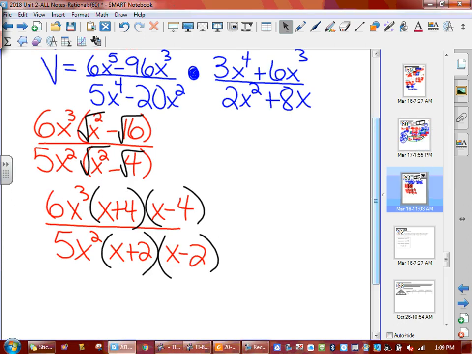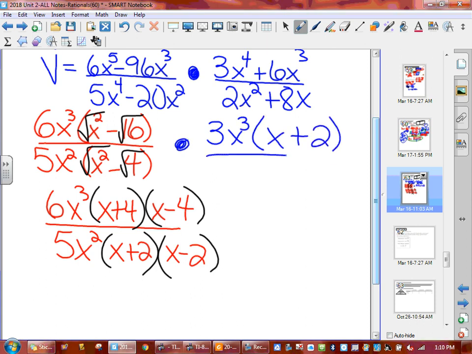Here we go. So now we're going to take a look at the 3x exponent 4 and 6x exponent 3. The only thing there I can take out is 3x cubed. So we're timesing by 3x cubed. I have x plus 2 left over.